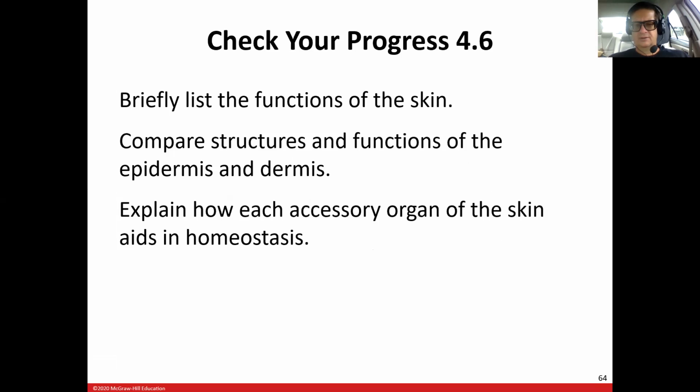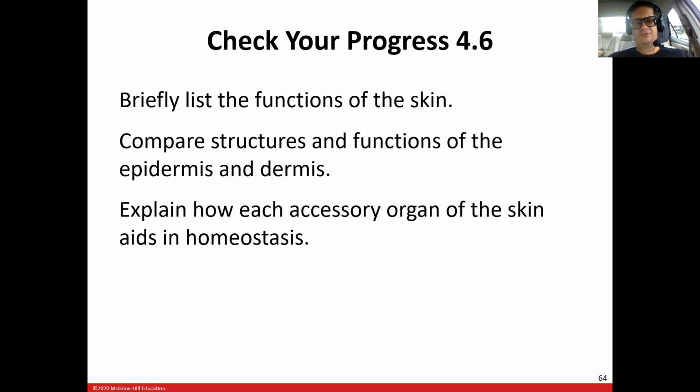All right, so we're going to talk about skin. We're talking about the integumentary system, and we're going to list some of the functions. One would be heating and cooling, another would be protection, another would be preventing you from evaporating, stuff like that. We'll go over this. Anyway, you're going to compare the structure and the function of the epidermis and the dermis.